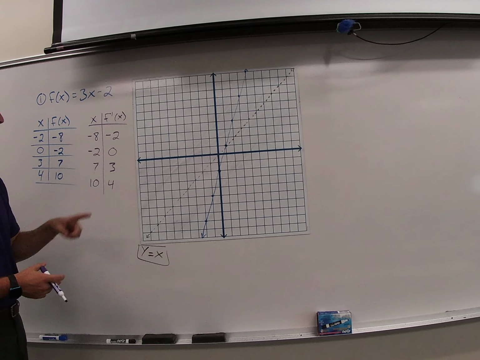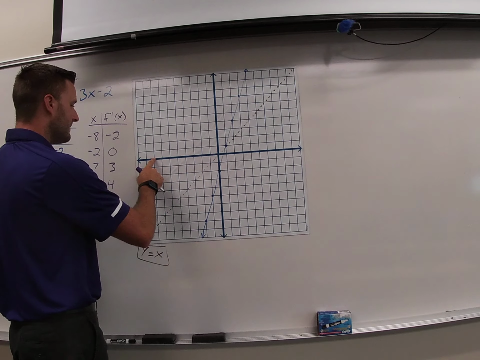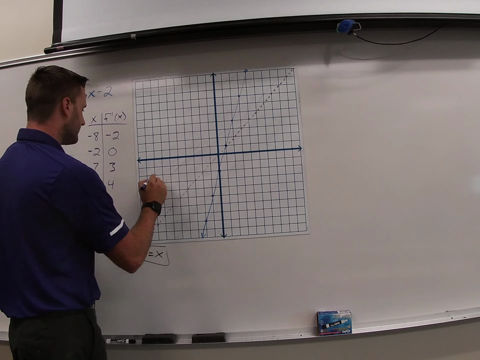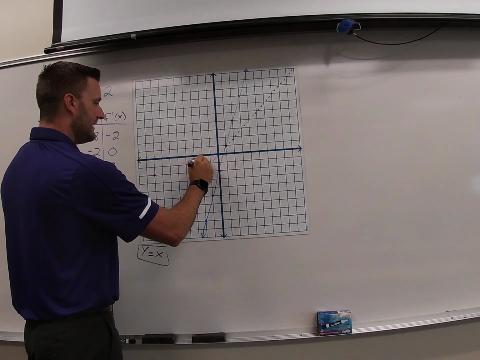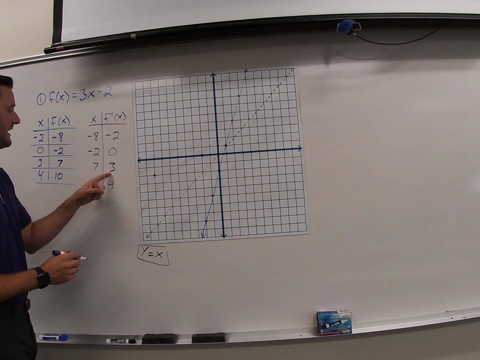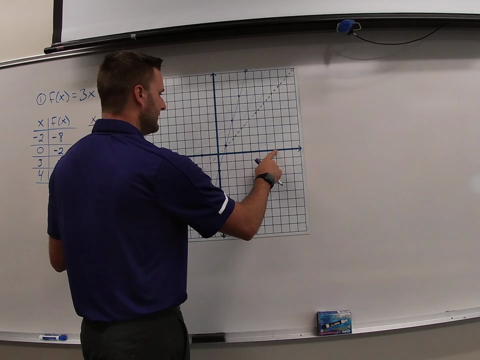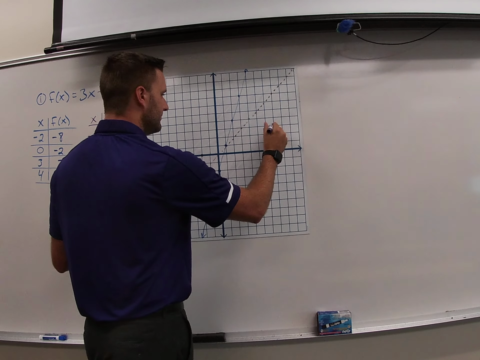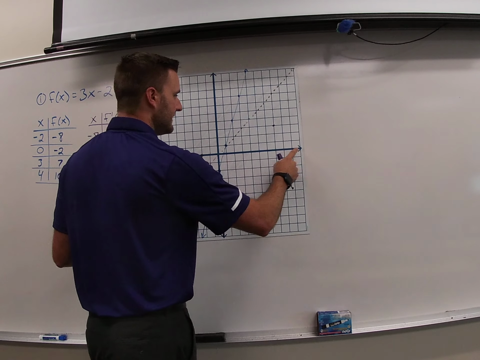So let's see if that works out. So negative 8 comma negative 2. That means I'm going to go left 8 and down 2. Negative 2, 0. I'm going to go left 2. I'm not going to go up or down any because it's 0. 7, 3. So I'm going to go right 7. 1, 2, 3, 4, 5, 6, 7. And then up 3. 1, 2, 3. And then finally 10 comma 4. So I'm going to go right 10 and up 4.